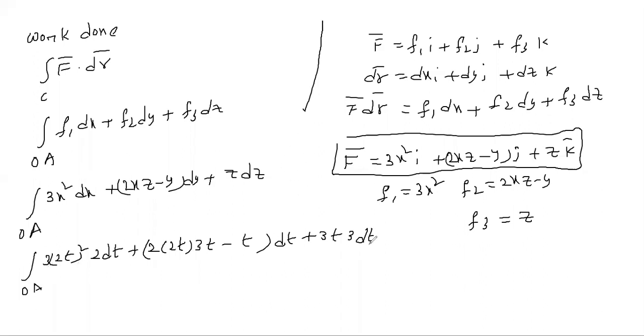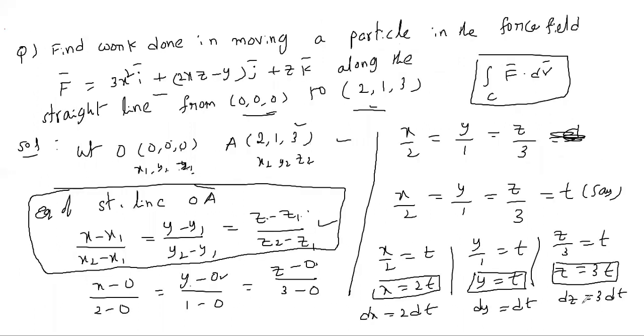We need the t limits. Which limits do we need? T is moving from where to where? Moving from 0, 0, 0 to 2, 1, 3. It is given in the question. You take any one limit. What is the y value here? 0. What is the y value here? 1. We have x equal to 2t, y equal to t, z equal to 3t. In these three, you take any one. Y equal to t is as simple as that. I'm taking y equal to t.